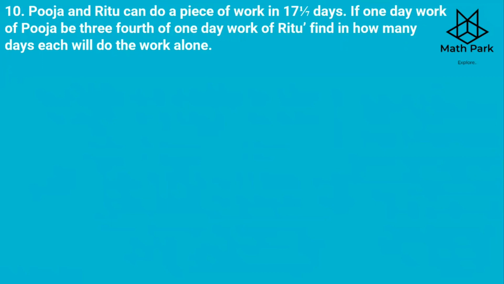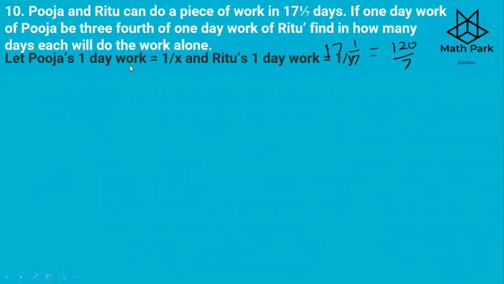So the total time that they take together is 17 1/7 days. So 17 1/7 is going to be 17 sevens, 119, plus 1, you get 120 upon 7. Just remember that. So let us take Pooja's 1-day work as 1/x and Ritu's 1-day work as 1/y. Then together, their 1-day work is 1 upon x plus 1 upon y. Their 1-day work becomes the reciprocal of this, which is 7 upon 120.